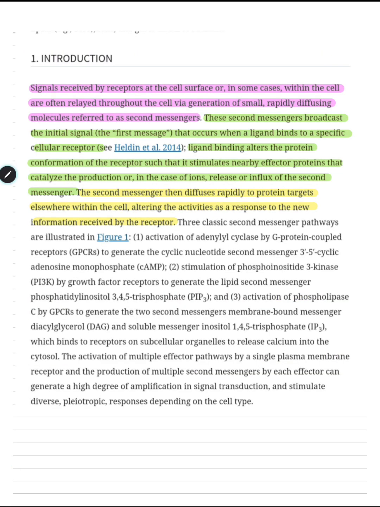Signals received by receptors at the cell, or in some cases within the cell, are often relayed throughout the cell via generation of small rapidly diffusing molecules, which are referred to as second messengers. These second messengers broadcast the initial signal, the first message that occurs when a ligand binds to a specific cellular receptor. Ligand binding alters the protein conformation of the receptor such that it stimulates nearby effector proteins that catalyze production, or in the case of ions, release or influx of the second messenger. The second messenger then diffuses rapidly to protein targets elsewhere within the cell, altering activities as a response to the new information received by the receptor.